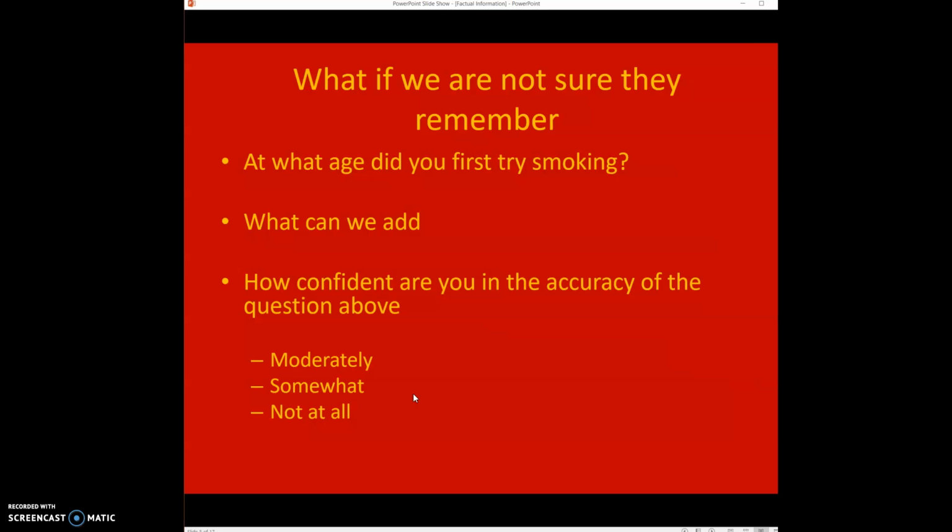If it's a question like, at what age did you first try smoking? Again, our memory is not the best thing in the world. We can add something like, how confident are you in the accuracy of the question above? They can say, well, I tried it when I was 14, and I'm moderately sure that that's when it occurred. I might say I'm at 16 and I'm only somewhat sure about that. For something like smoking, most people are going to be able to remember the first time they tried it.